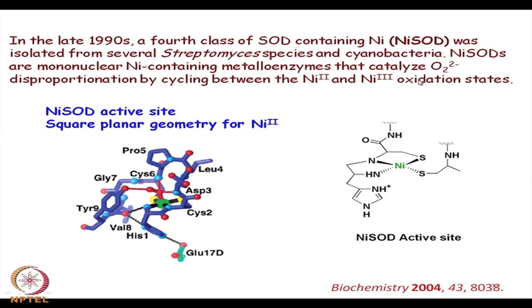It is definitely a nickel-containing metalloenzyme that catalyzes the disproportionation of O2 minus by cycling between nickel 2 and nickel 3 oxidation states. So, when you compare this particular system with the other systems, the cycling of nickel between nickel 2 and 3 or nickel 2 and 1 is also important. Your catalytic cycle is operating between nickel 2 and 1 or nickel 2 and 3, which is also important, and that is being dictated by the environment.